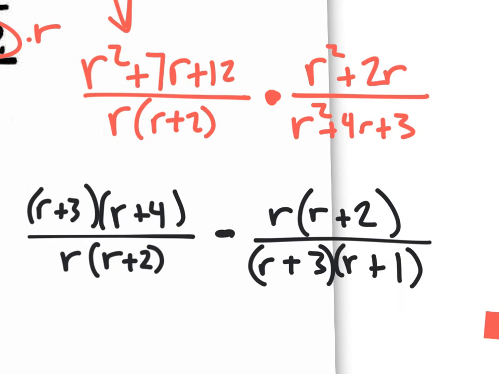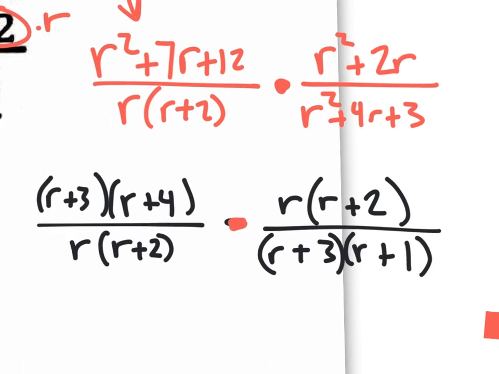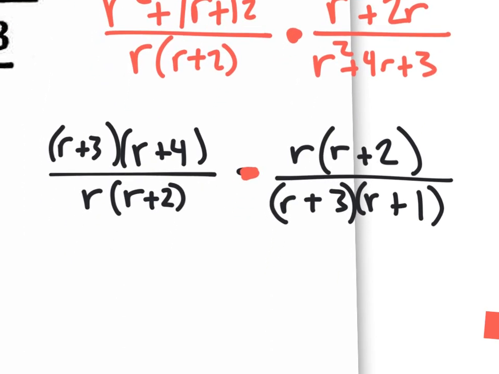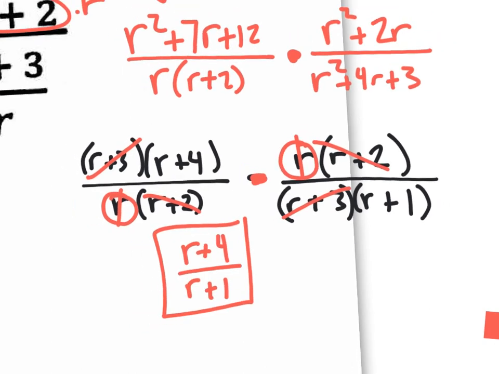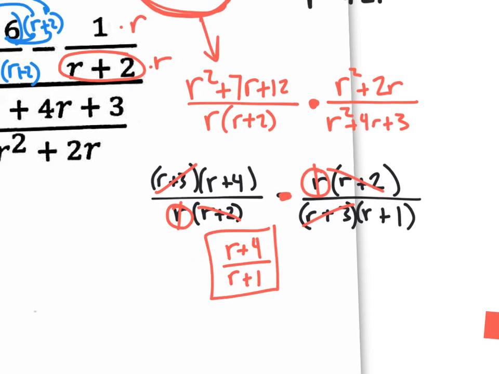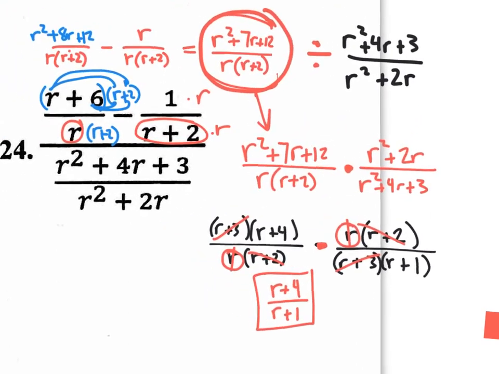So we really have this multiplication problem of the two fractions that are now factored, which means that we could now cancel anything that's alike on top and bottom. So the r plus 3 cancels with the r plus 3. The r plus 2 cancels with the r plus 2. This r down here cancels with this r up here. Those are gone. And the only thing left is r plus 4 over r plus 1. Ladies and gentlemen, that was fun. That is your answer. Fun stuff.